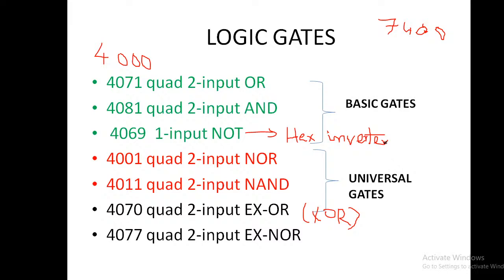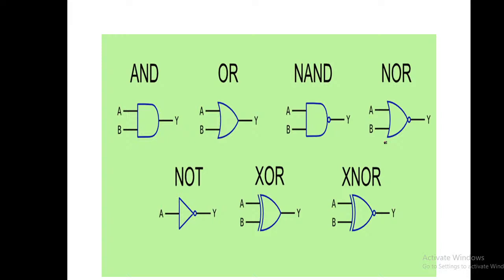Now I am switching to the next slide. Three things you need to know, please have a note on that. For any kind of digital gate, three things you need to know. Number 1 is the symbol. These are the symbols of the AND gate, the OR gate, and the NOT gate. These three are the basic gate symbols, okay?